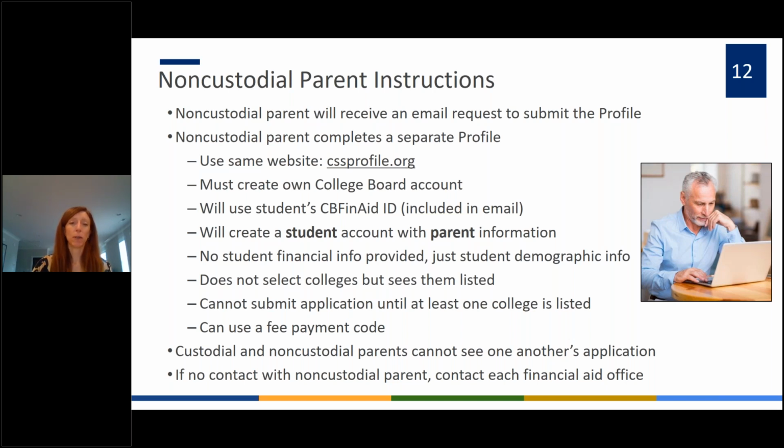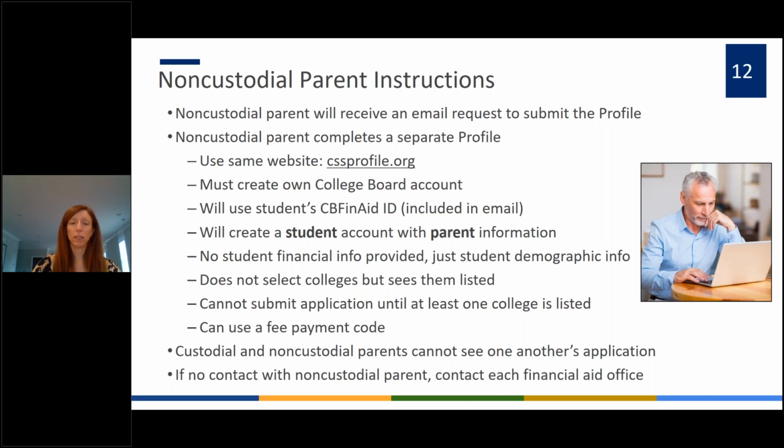When my mom, my non-custodial parent, fills out her profile, she doesn't have to put much information about me, the student. She'll put my name and identifying information, but she won't have to put my financial information all over again because my dad, when he filled out that main profile with me, we already listed my student financial information. My mom will see on her non-custodial profile the colleges where I'm applying, so she'll see that list. She won't be able to edit it, but she'll see that list. And we'll talk about fee payment codes. There is a fee associated with submitting the profile, and there are some fee payment codes and fee waivers that are available. So we'll talk more about that in just a few minutes.